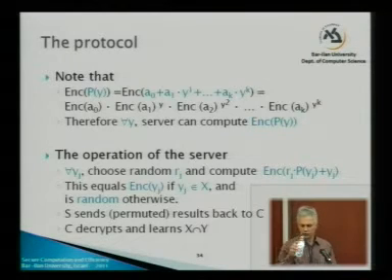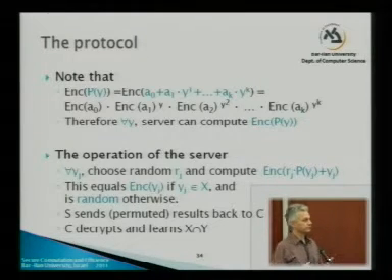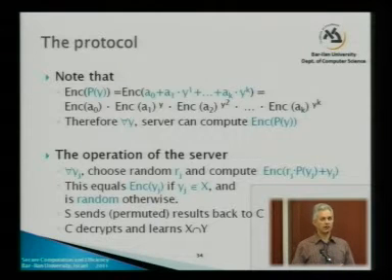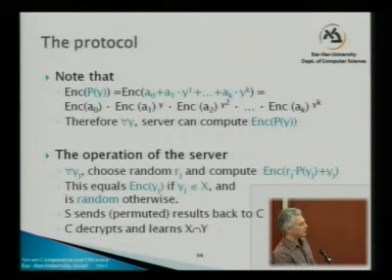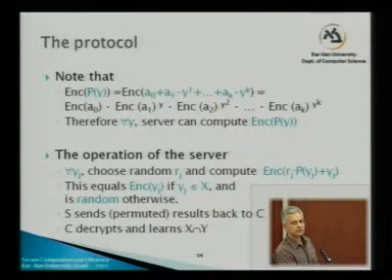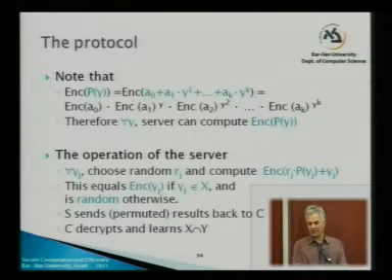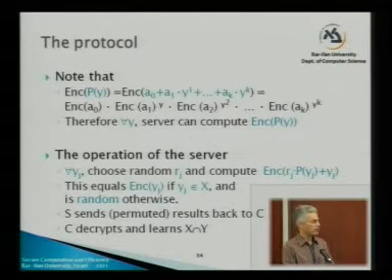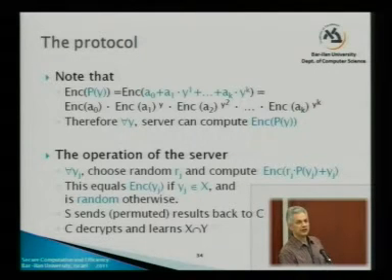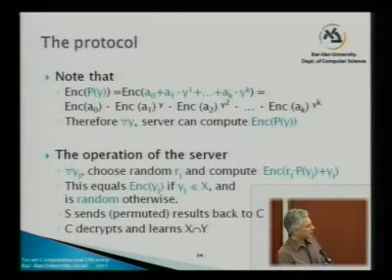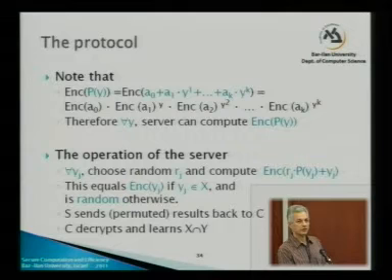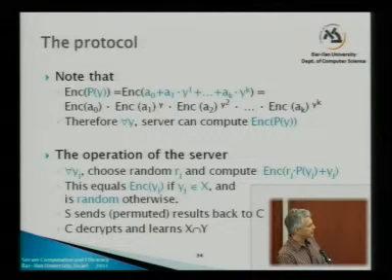So for every yj of the server, it chooses a random value rj, and it computes the encryption of p of yj multiplied by this random rj, plus yj. So what do we get here? If yj is in the intersection, p of yj is 0, so rj times p is 0, and therefore we get an encryption of yj. If yj is not in the intersection, then rj times p of yj is random. And since it's random, it completely masks the yj we add here.